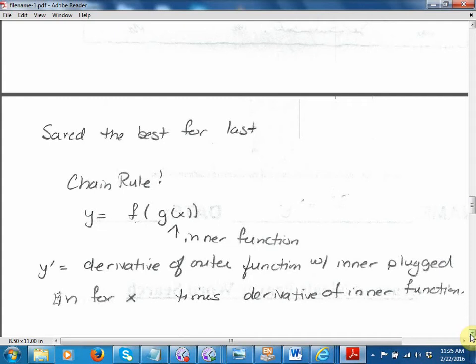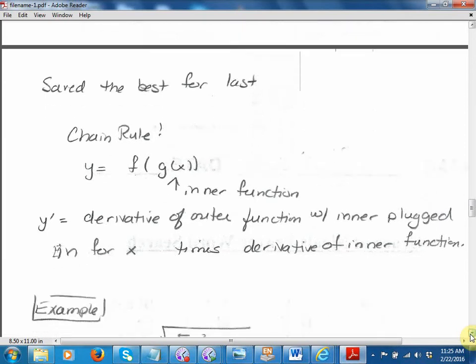So if you have two functions, one inside the other, it's going to become clear what I mean when you see an example. The derivative is the derivative of the outside function with the inside function plugged in for x, times the derivative of the inside function. It's a little complicated to memorize, but once you see me put the pieces together, it's just a procedure and you assemble the pieces.